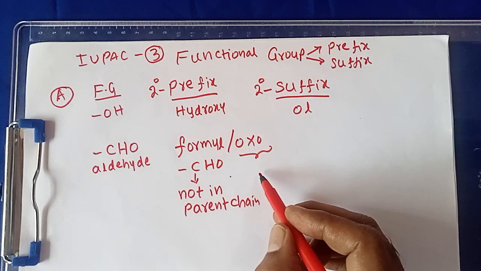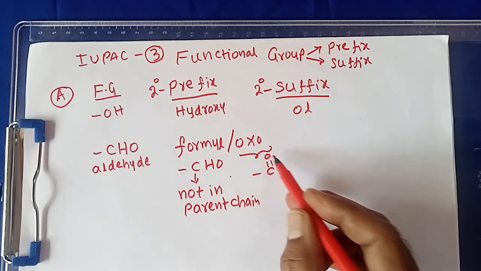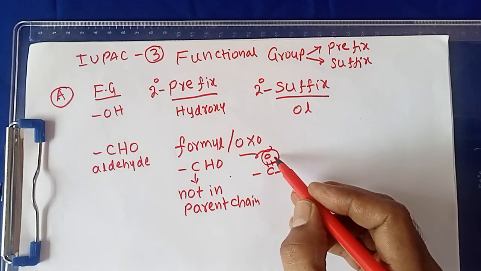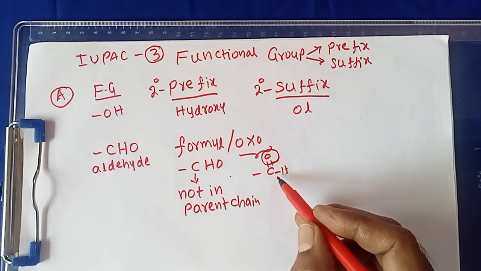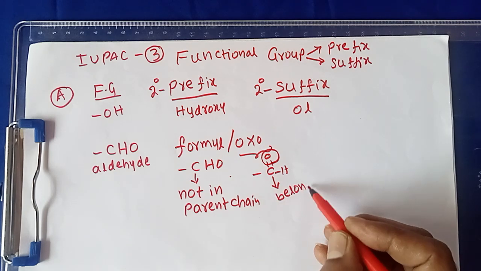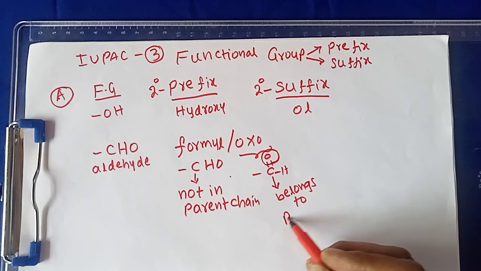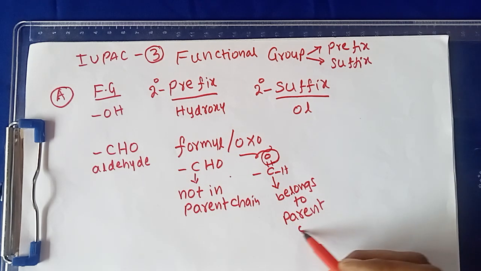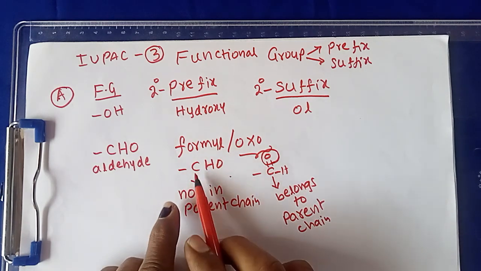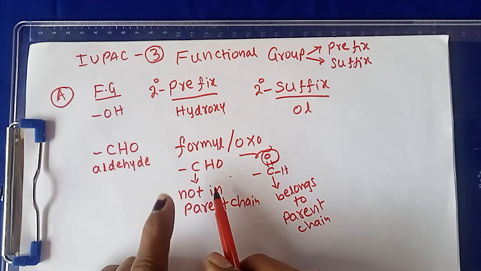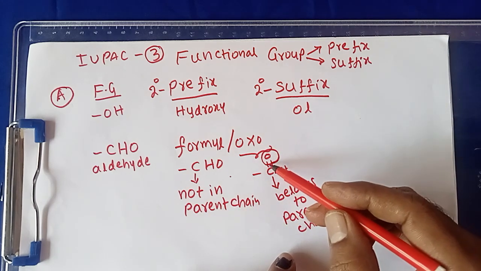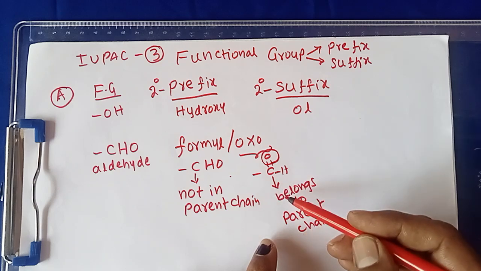Oxo means C double bond O H. Oxo means only the oxygen atom, this meaning. Oxo, oxygen. And so this carbon goes to the parent chain. This carbon belongs to the parent chain. This is the main important difference between these two. If you use the formyl secondary prefix, this carbon is not in the parent chain. If you use the oxo secondary prefix, oxo means only oxo, so this carbon belongs to the parent chain.